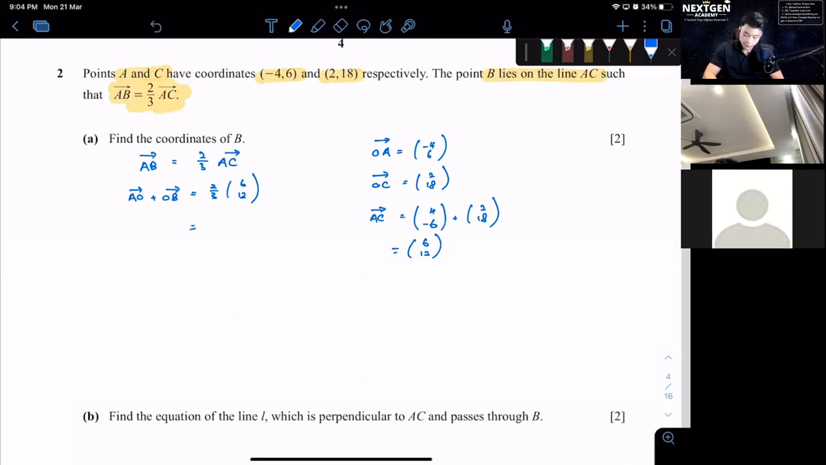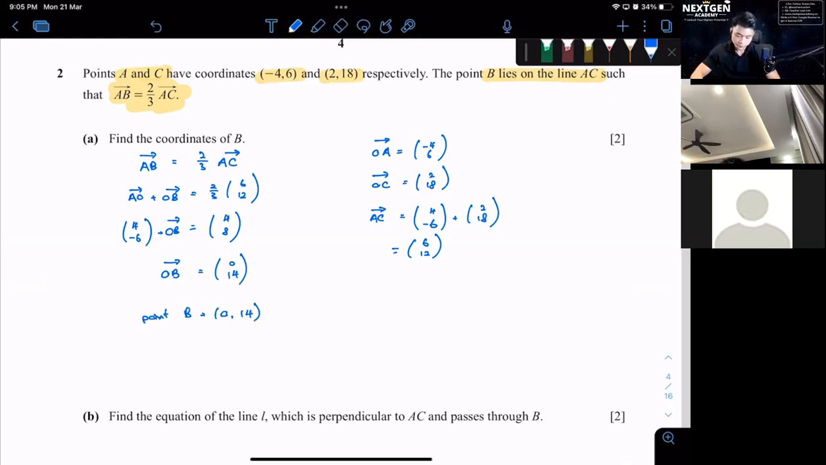I can multiply it in. AO just now we got (4, -6) plus OB. And here will be, why do I do my working so long? It's 2 marks only. Then OB, we can just minus it, (0, 14). So point B, they want it in coordinates, so we write it as (0, 14).